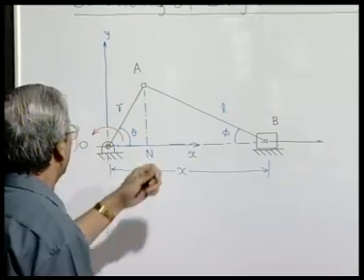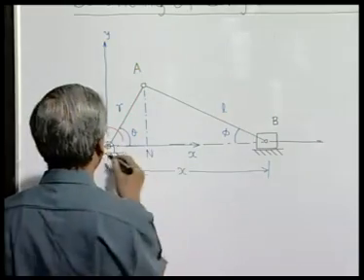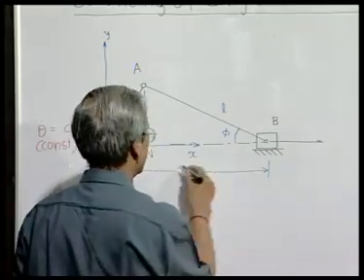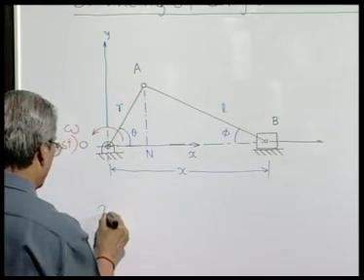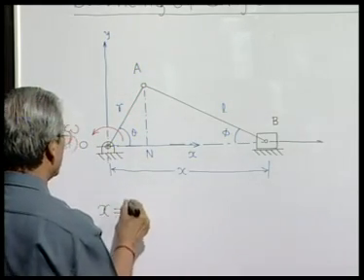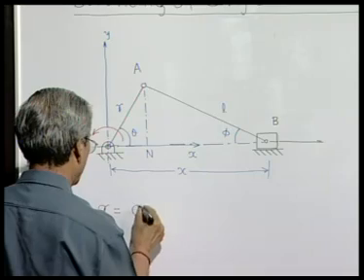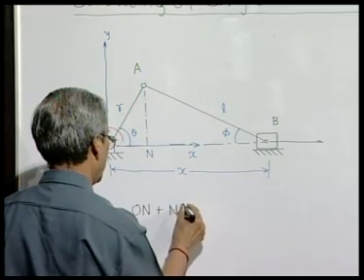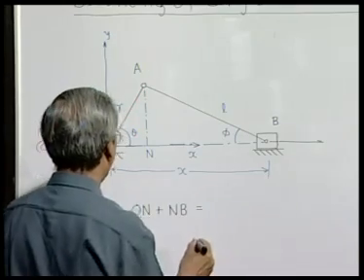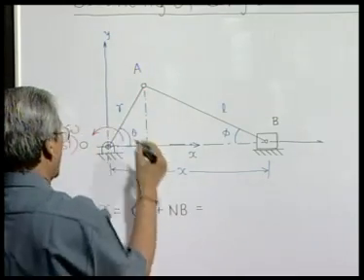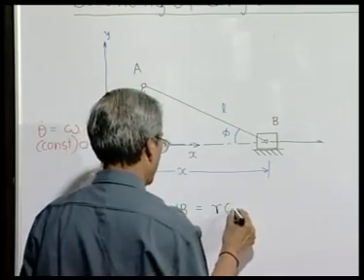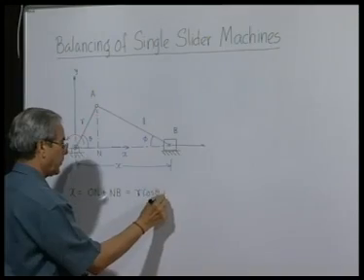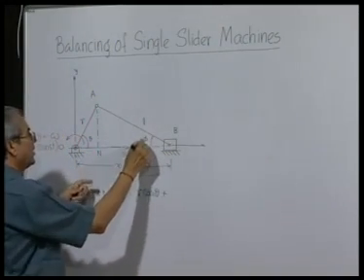Now, here we know that this distance from the origin to the slider, which is x, can be written as obviously O n plus n b, and how much is O n? It is r cosine theta, plus how much is this? It is L cosine phi.